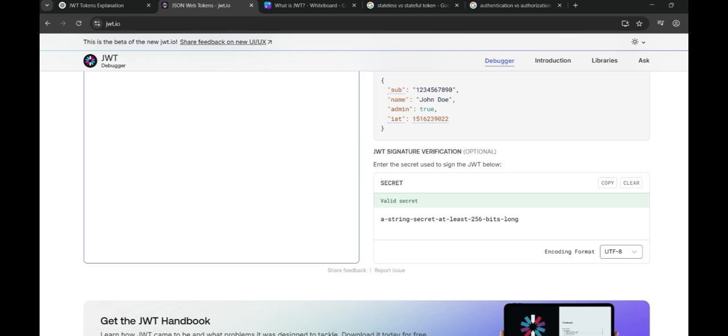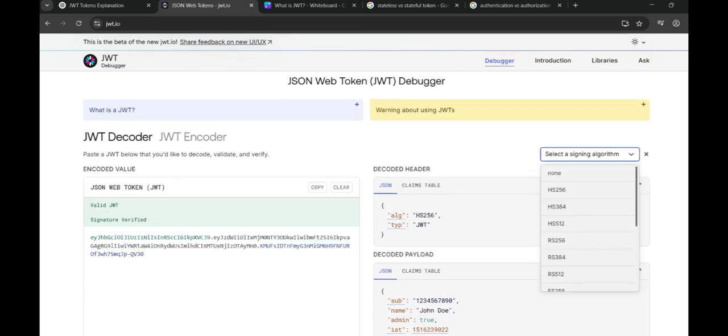Basically, JWT supports multiple encryption algorithms, as we can see in this drop down. For example, HS256, then SHA256, and many more. So this is all about the JWT and its structure, how it is divided into three parts, header, payload, and signature, which we have already seen, and how it is generated and used in authentication.